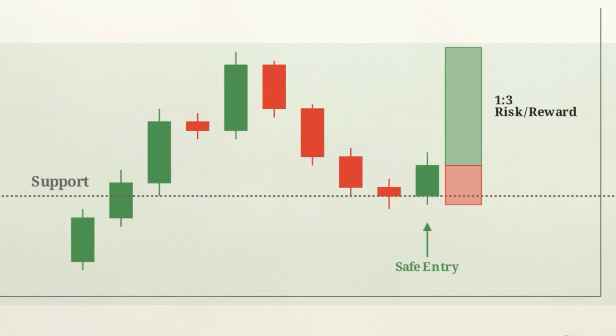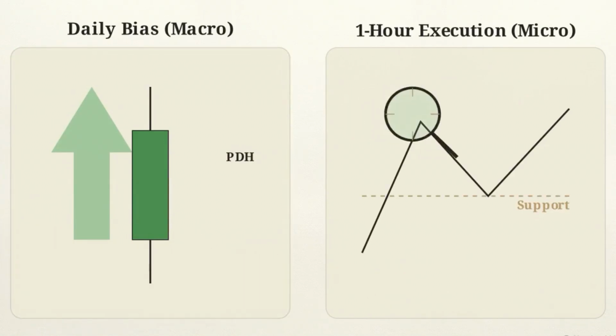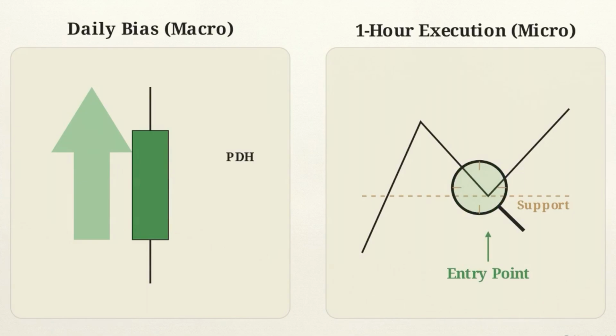risk-to-reward ratio. The daily bias dictates what direction you are going to trade. Dropping to the lower time frame dictates exactly when and where you enter to protect your capital.